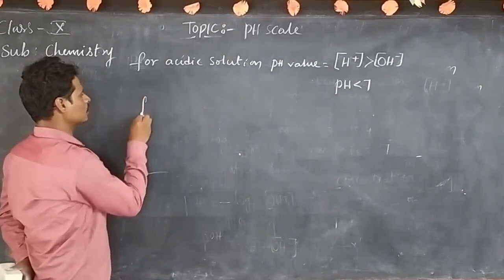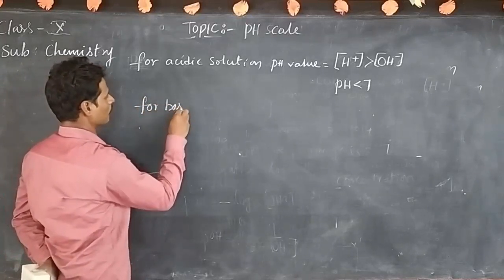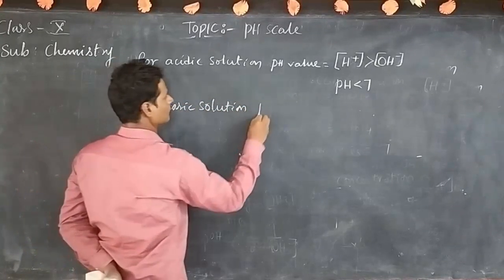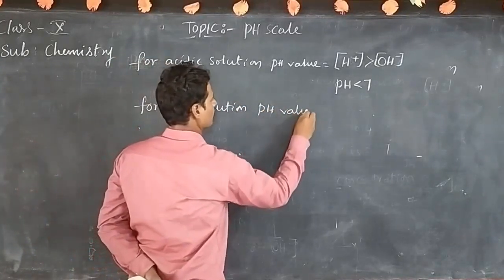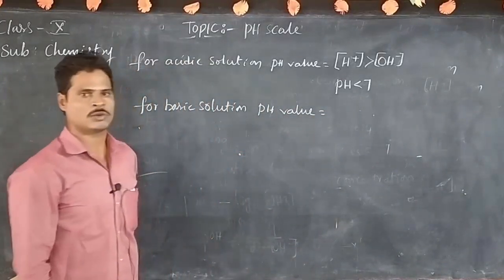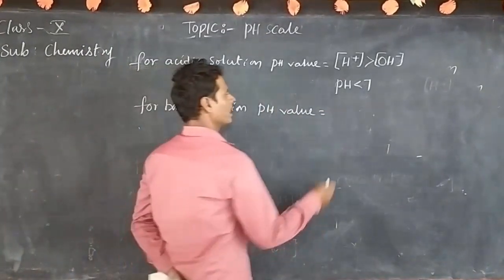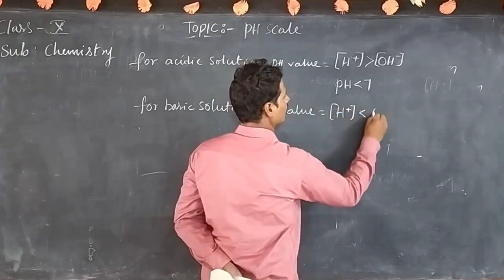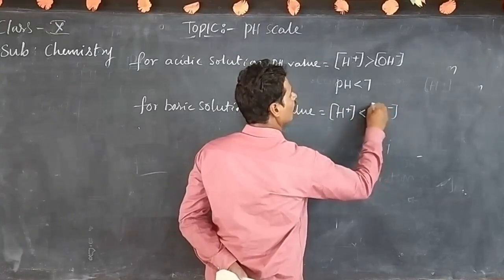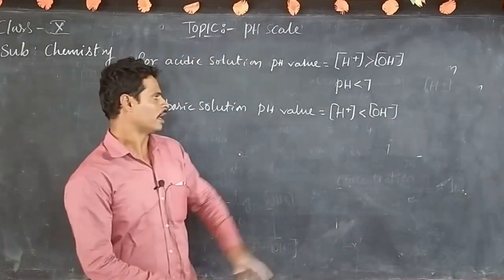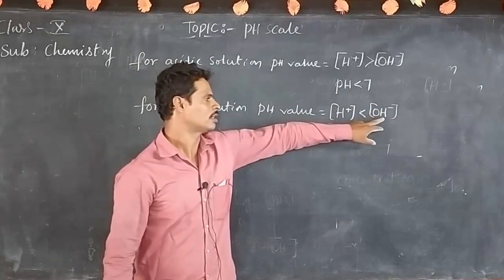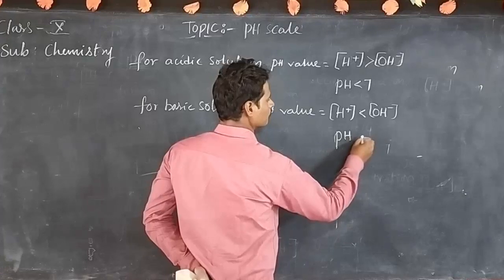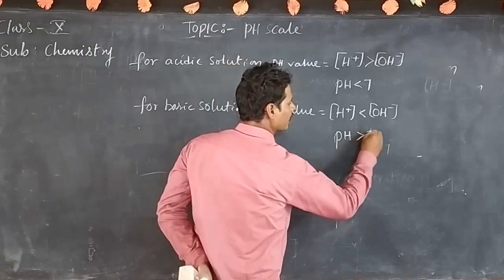Next, for basic solutions, what happens to the pH value? Here the H plus ion concentration is less than the OH minus ion concentration. It means H plus ions are fewer and OH minus ions are more. That's why the pH value is greater than 7.